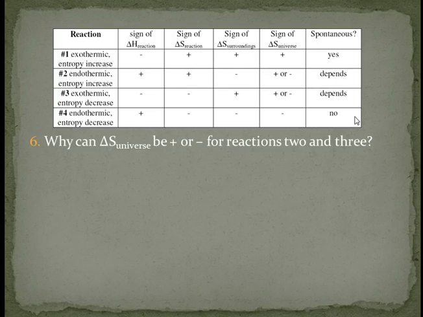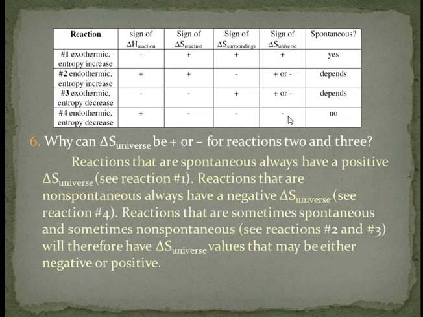When a reaction is never spontaneous, the sign of delta S universe for those kinds of reactions is always negative. So why can delta S universe be positive or negative for reactions 2 and 3? Well, let's look at whether or not they're spontaneous. The answer is, it depends. This is why the sign of delta S universe can be positive or negative, because these types of reactions, endothermic with an entropy increase or exothermic with an entropy decrease, can be spontaneous or non-spontaneous depending on the situation. So this is why their delta S universe values can take on either positive or negative values.